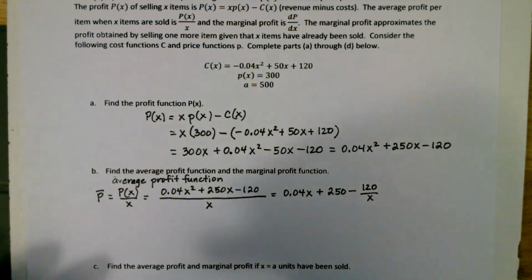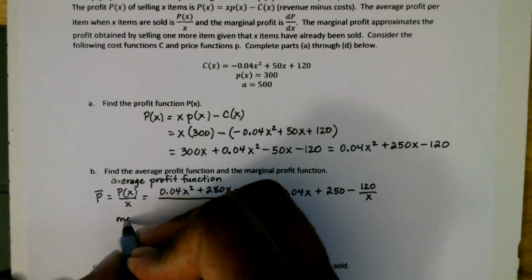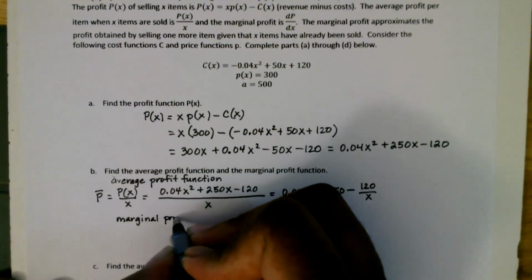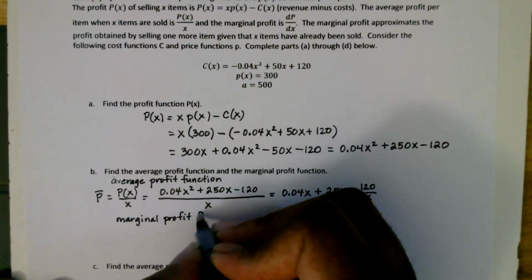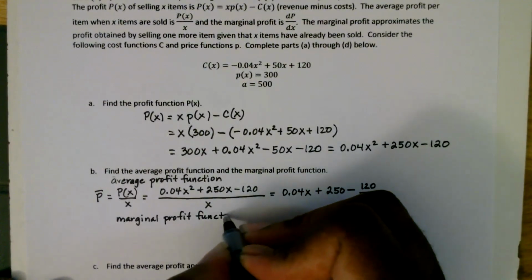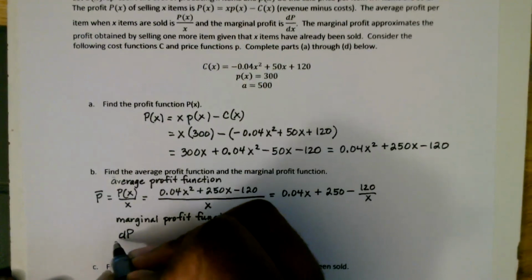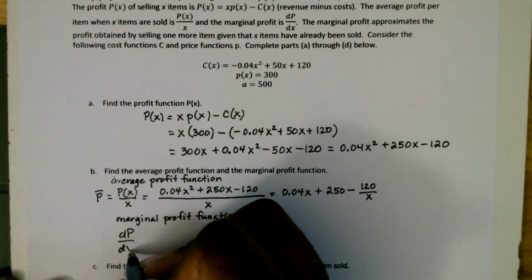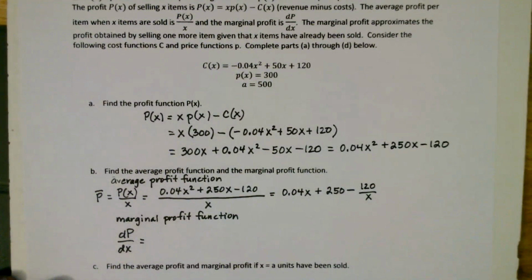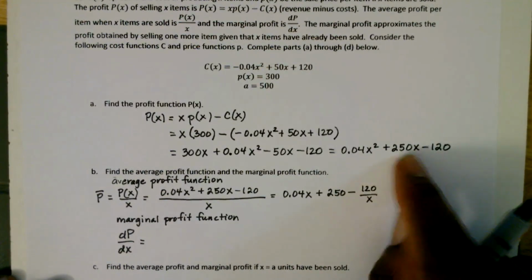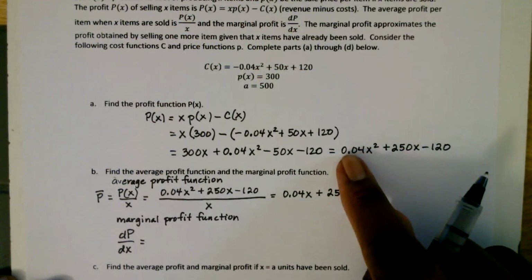All right, now for the marginal profit function. Marginal profit function is this. Here we're going to do the derivative of that profit function with respect to X, since it's in terms of X. This is our marginal profit. This is our profit function here. Let's take the derivative of that.